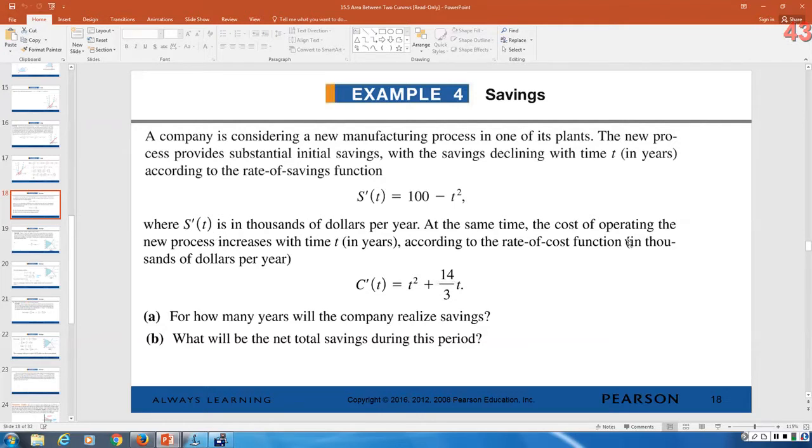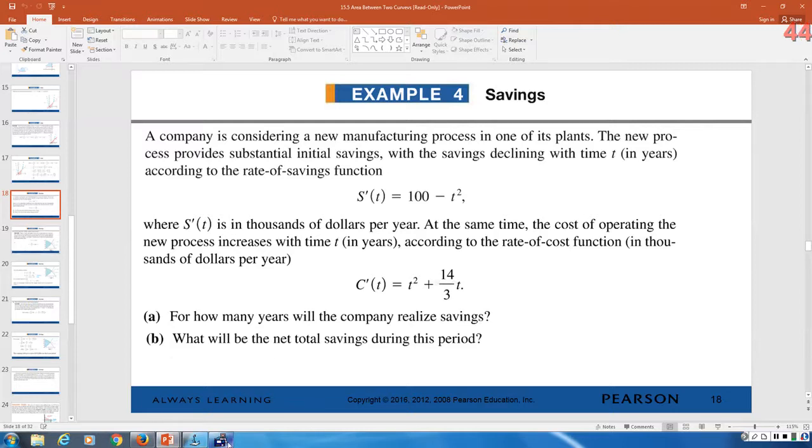At the same time, the cost of operating the new process increases with time, according to the rate of cost function, in thousands of dollars per year. C prime of t is equal to t squared plus 14 over 3 t. How many years will the company realize savings? And then what will the total net savings be?